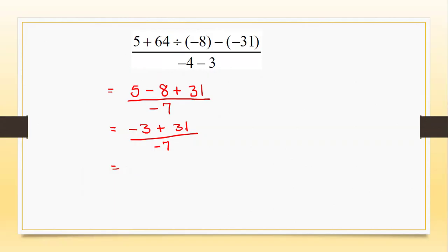That's positive. And I'm going to subtract 31, take away 3 is 28, divided by -7. 28 divided by -7 is equal to -4.